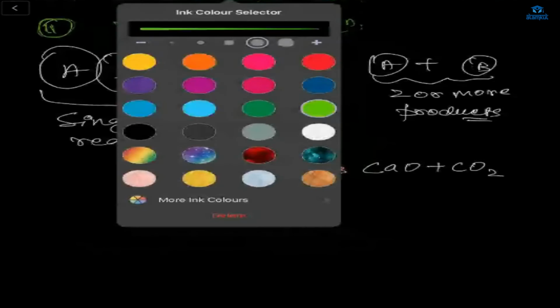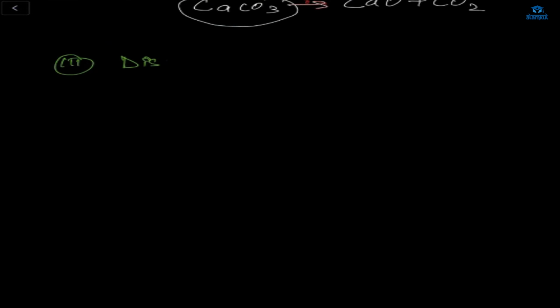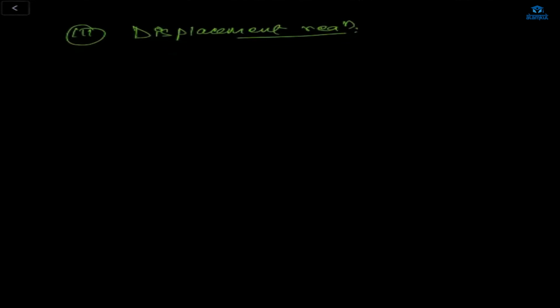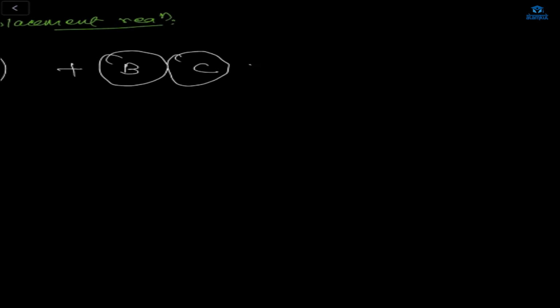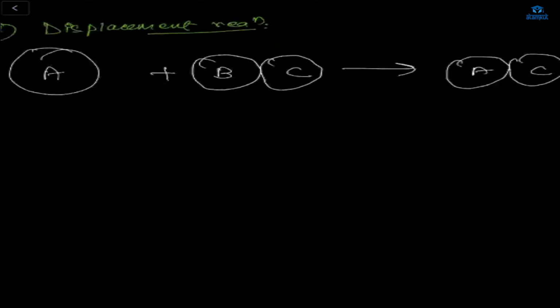Now, the third one was the displacement reaction. What is a displacement reaction? See, displacement reaction is very easy. For example, here is my A. Now, this is my B and C. They react and form A and C plus B. This is a displacement reaction, where a more reactive element displaces a less reactive element from its compound.